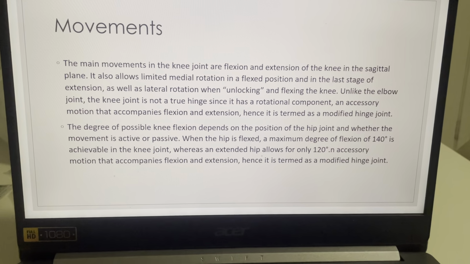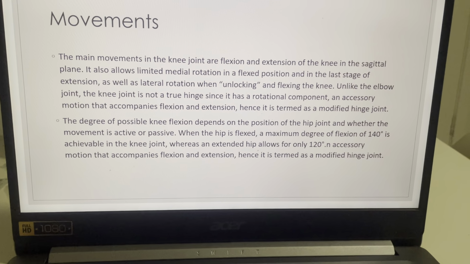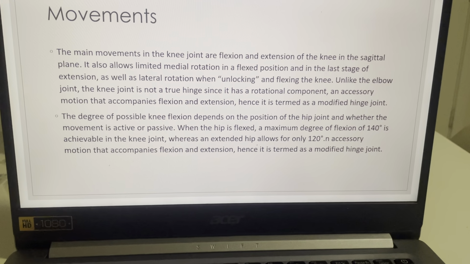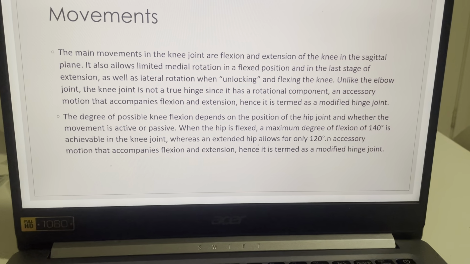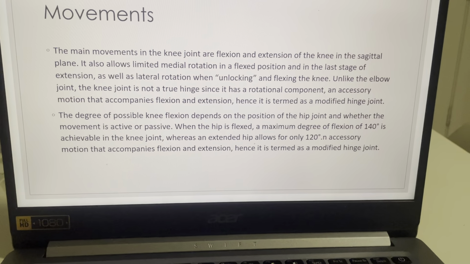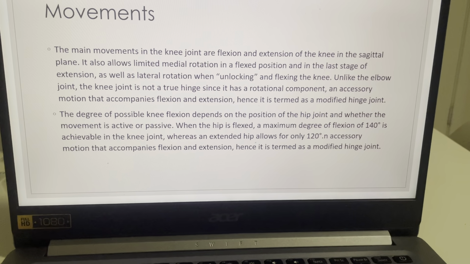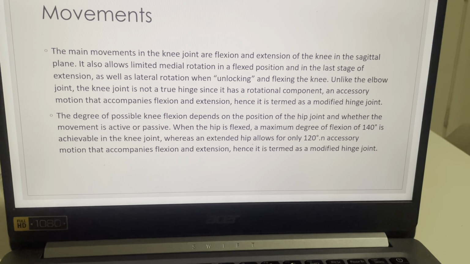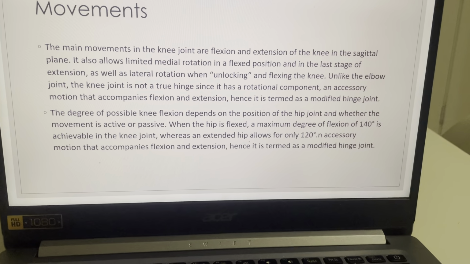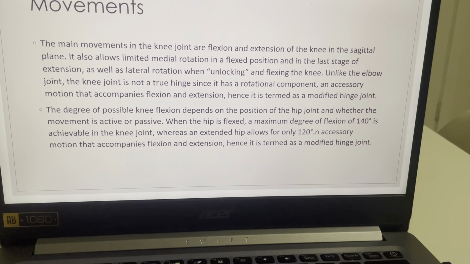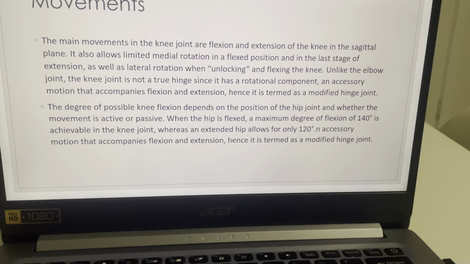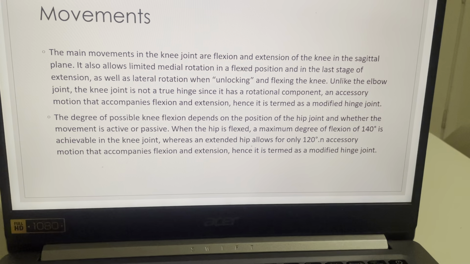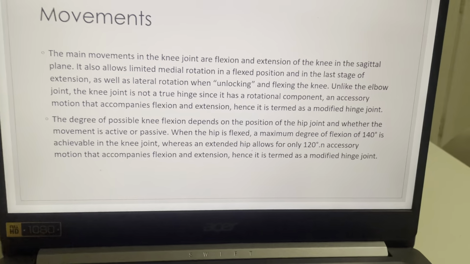The degree of possible knee flexion depends on the position of the hip joint and whether the movement is active or passive. When the hip is flexed, a maximum degree of flexion of 140 degrees is achievable in the knee joint, whereas an extended hip allows for only 120 degrees.